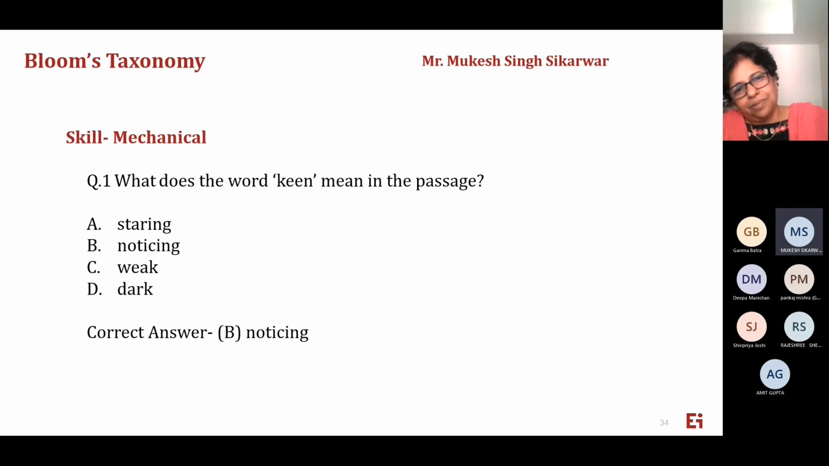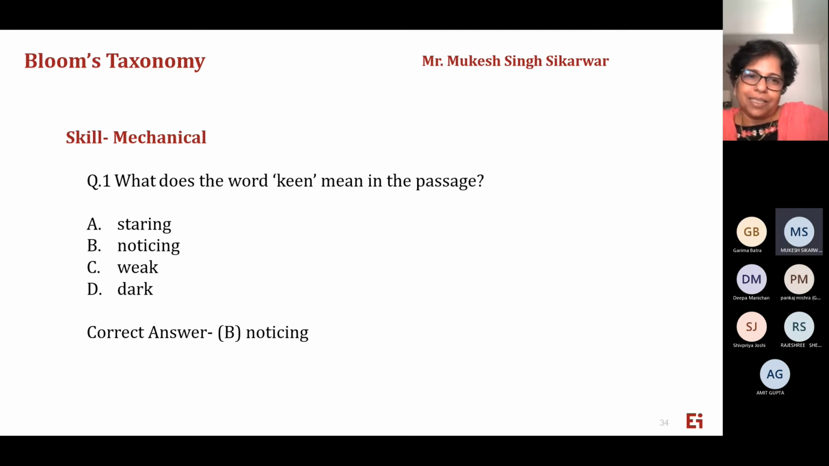So as a distractor, it is my opinion that I have used staring as a distractor. So they should understand that it is not a meaning of keen. Don't they have to understand that? Are you expecting them to look at keen and pick up noticing?